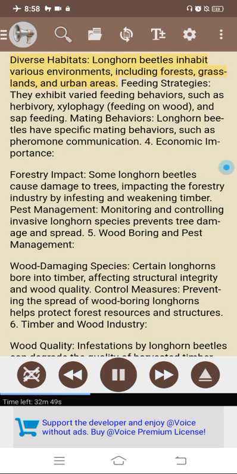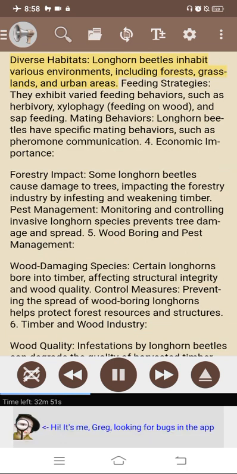3. Biology. Diverse habitats. Longhorn beetles inhabit various environments, including forests, grasslands, and urban areas. Feeding strategies. They exhibit varied feeding behaviors, such as herbivory, xylophagy feeding on wood, and sap feeding. Mating behaviors. Longhorn beetles have specific mating behaviors, such as pheromone communication.